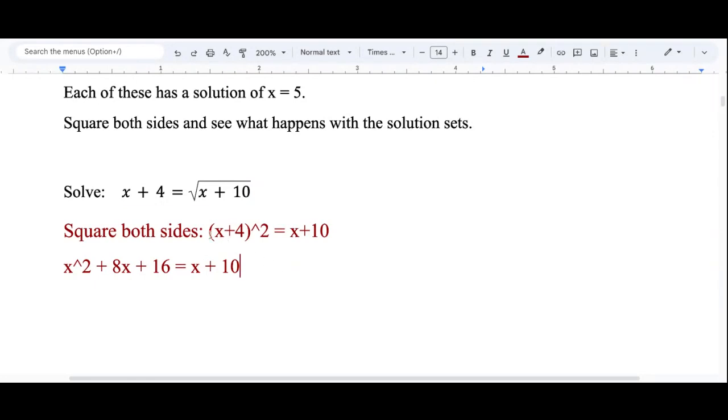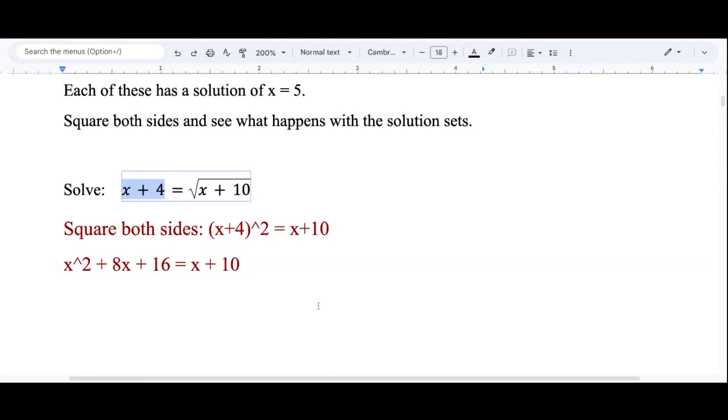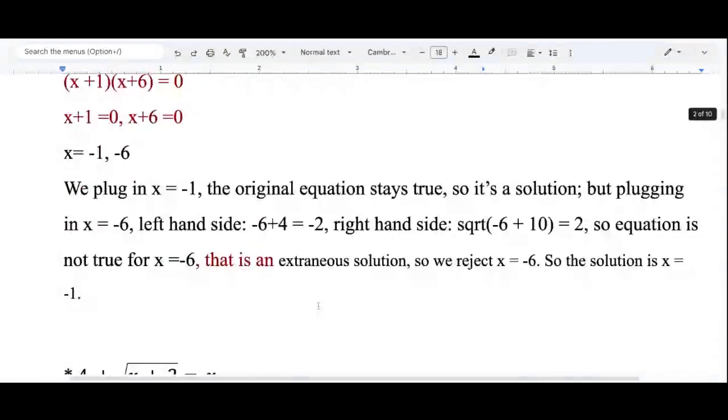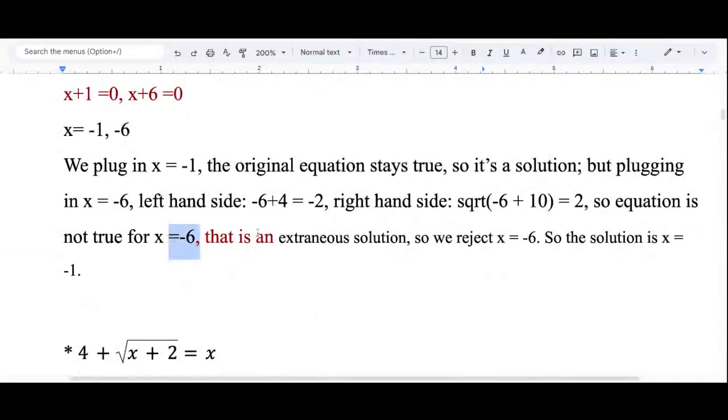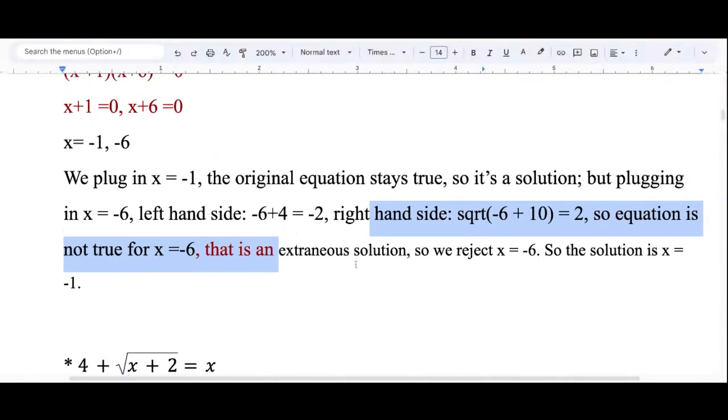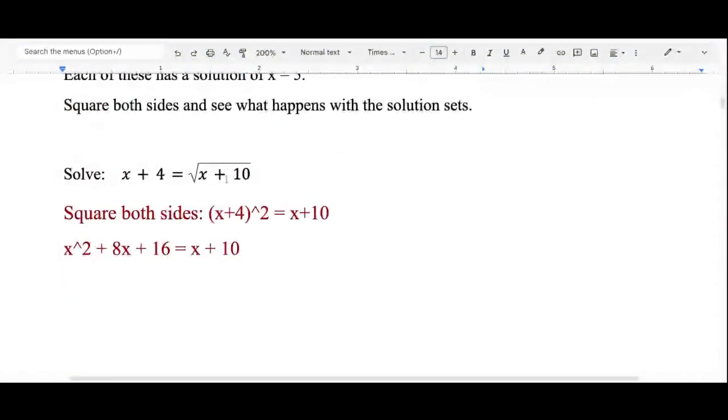But why did it show up? It showed up because we squared both sides. So when we square both sides, something changed. So we call that one an extraneous solution. So -6 is an extraneous solution, a fake solution. So we reject it. So the solution for the equation is x equals -1. Does it make sense? Anyone has any questions?